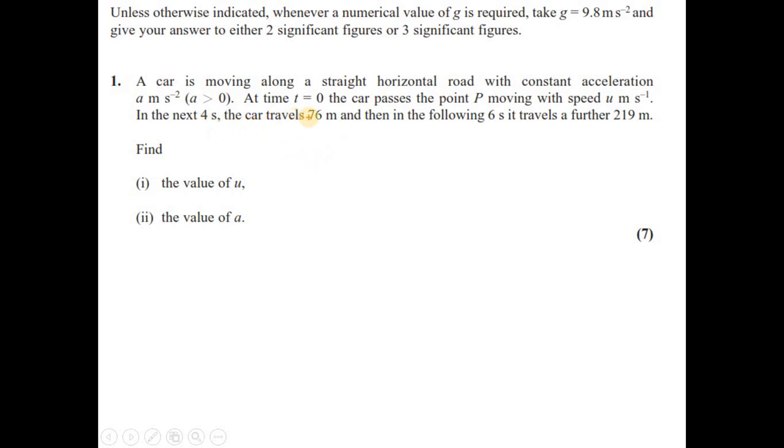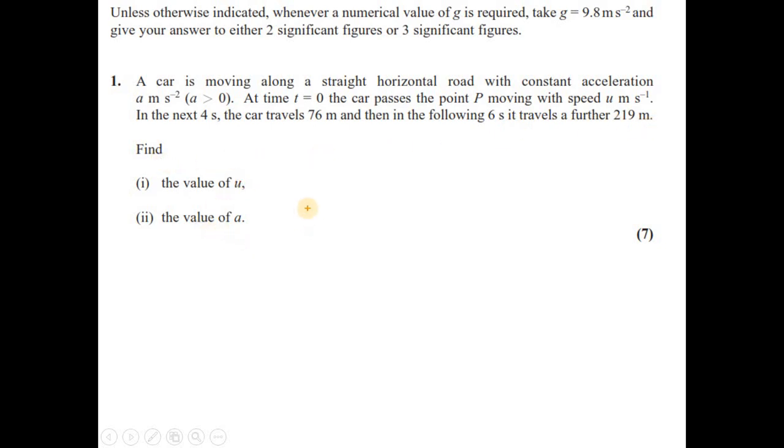A car is moving along a straight horizontal road with constant acceleration a meters per second squared. At time t equal to 0, the car passes a point P moving with a speed u, and in the next 4 seconds it travels 76 meters, and then in the following 6 seconds it travels 219 meters. Find the values of u and a.